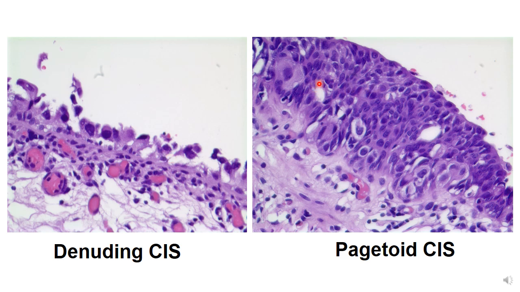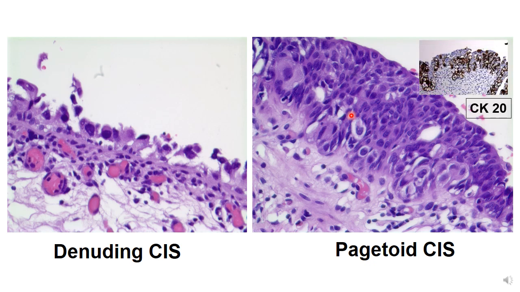Another very important one is pagetoid flat carcinoma in situ, in which large atypical cells with abundant cytoplasm spread like a superficial spreading malignant melanoma type of pattern. In this particular pattern, CK20 can often highlight these abnormal pagetoid cells.